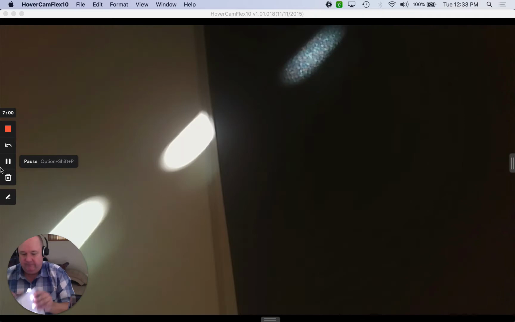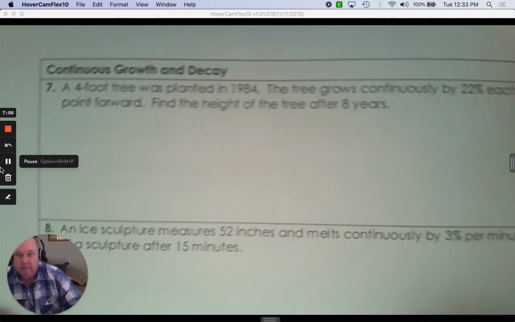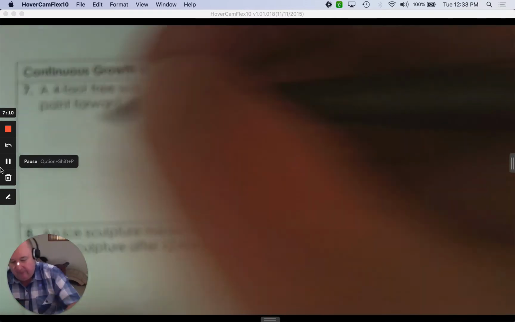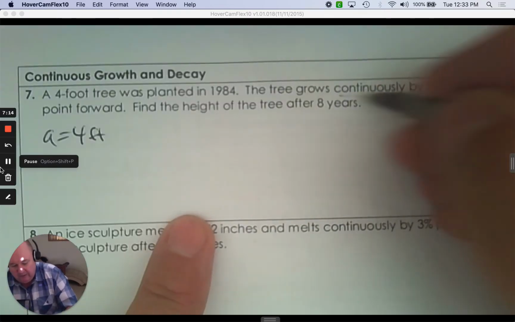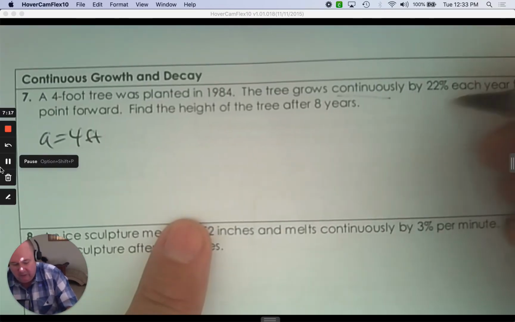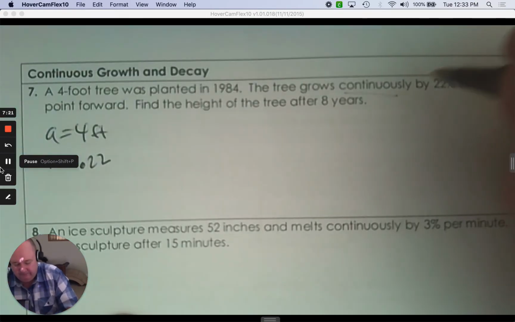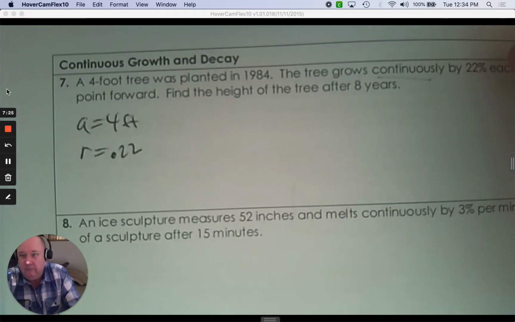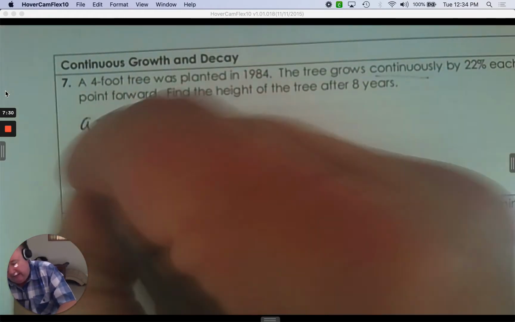All right, number 7. A 4-foot tree was planted in 1984. That's the initial height. The tree grows continuously, 22% each year, as a decimal. Find the height of the tree after 8 years.